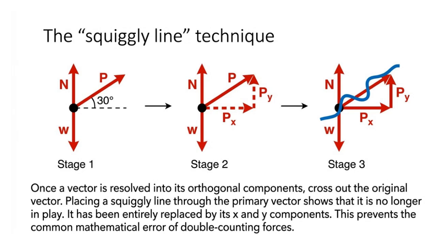When you break a vector into its horizontal and vertical parts, the original vector isn't really acting anymore. It's just the sum of those parts. To make this clear, you cross out the original vector by drawing a squiggly line over it. This shows that it's been fully replaced by the components along the x and y directions, so you don't accidentally count it twice. This little step helps avoid mistakes and keeps everything clear when working with forces.